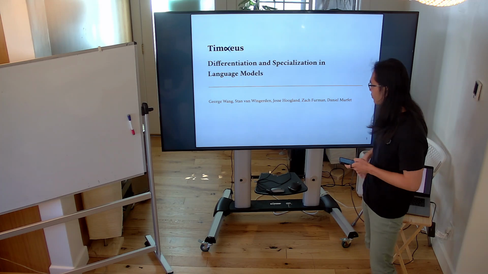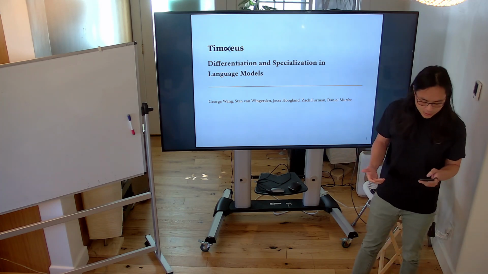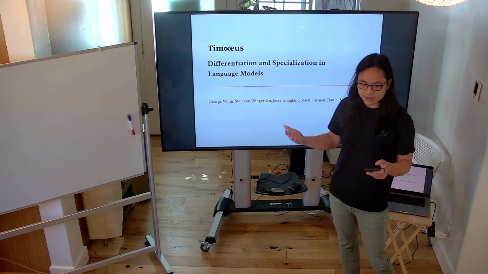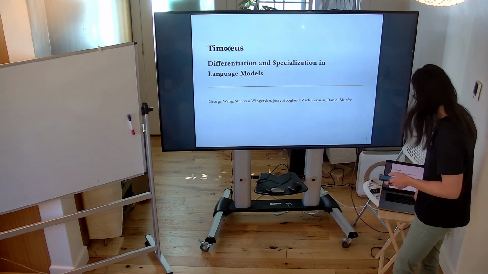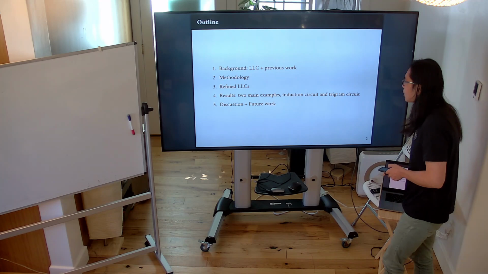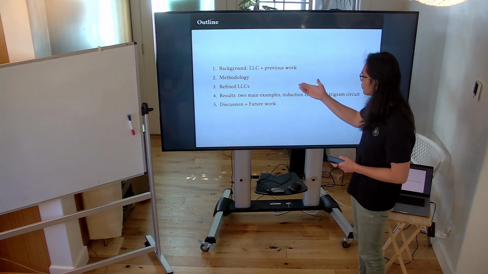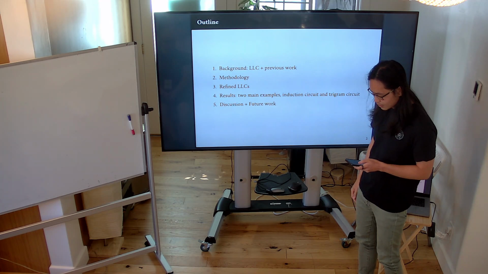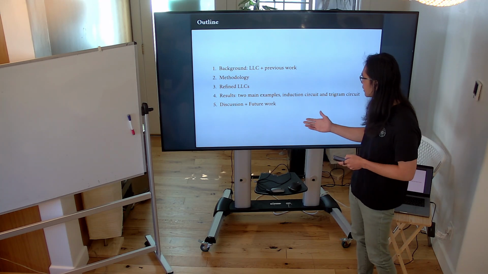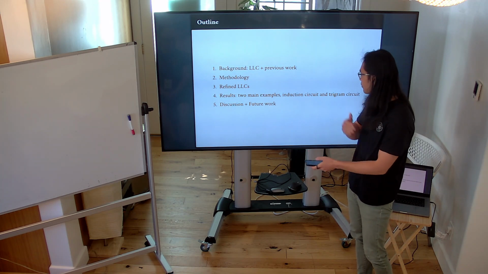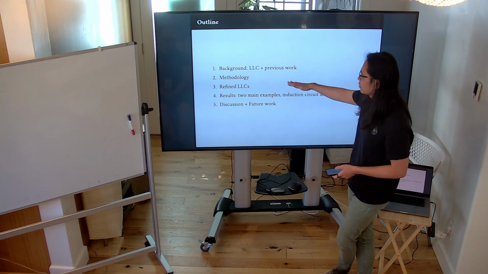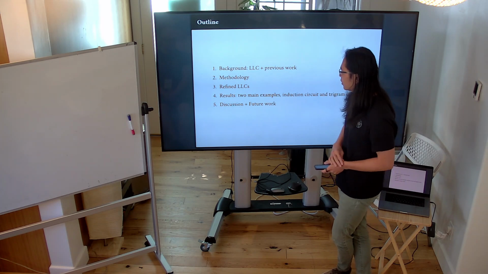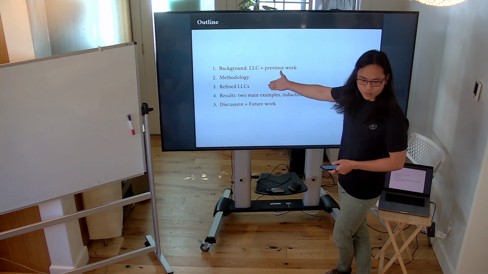The main point of this talk is just to showcase that there are nice applications of the learning coefficient and some recent progress on expanding it. So a quick outline. I'm going to start by talking a little bit about the LLC and some previous work that this is building off of. I'll go over the methodology that we use in this work, then introduce this new thing that we're calling refined LLC.